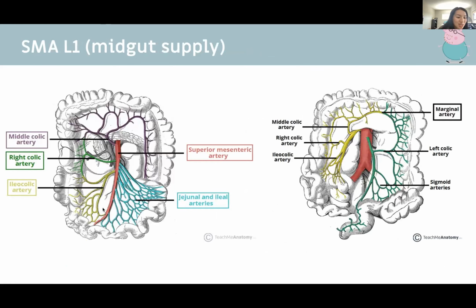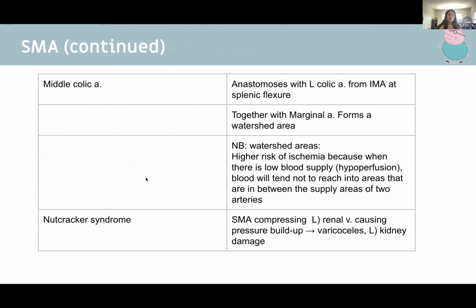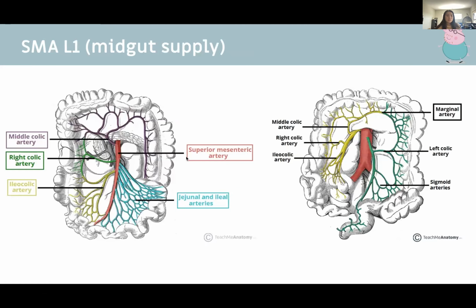Cool. Learn the anatomy of SMA and IMA, unfortunately. You need to know what they're called. Don't need to know too much about it, just what they're called. If I were to cover all of these labels, you need to be able to label all of this, basically. Now, middle colic artery actually is this one here. This is more significant because it goes and attaches with the marginal artery.